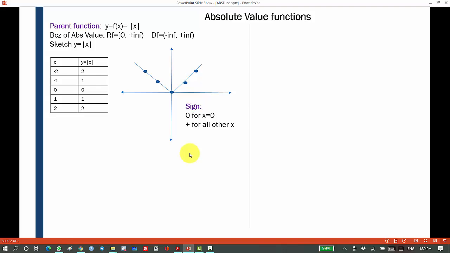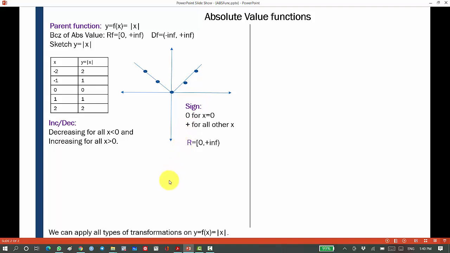For other values of x, being negative or positive, the graph of the function stays above the x-axis, so y is therefore positive. The function is decreasing for all values less than 0, and the function is increasing for all values bigger than 0. The range, as we said, starts from 0 and runs up to plus infinity.